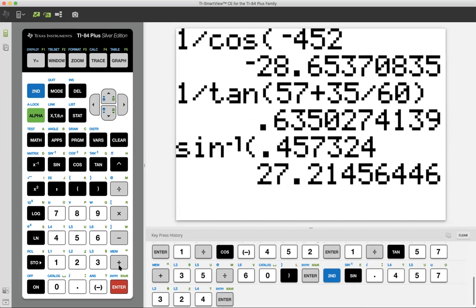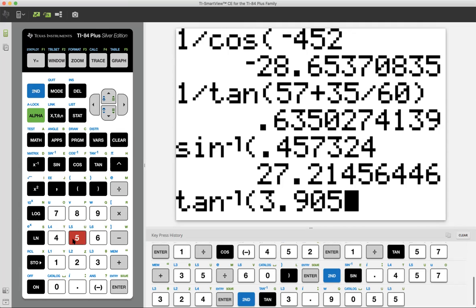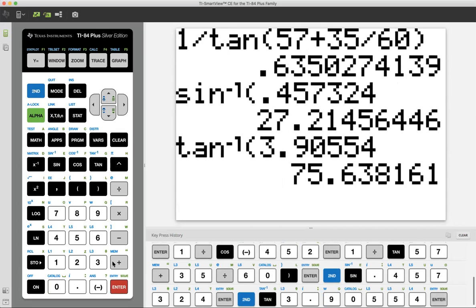And then there would be the angle, between 0 and 90. Round your decimal to 6 decimal places. So for tangent, now I use inverse tangent. And then I put in the number 3.90554. There would be that one.